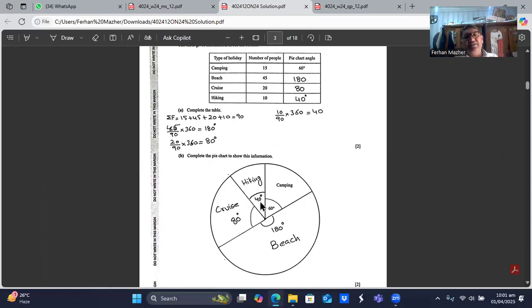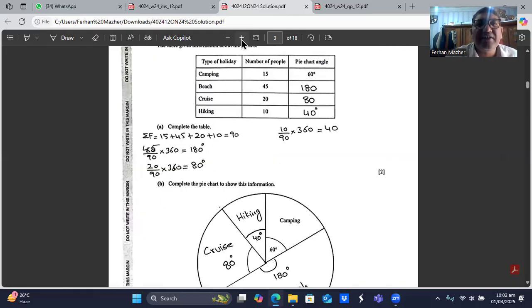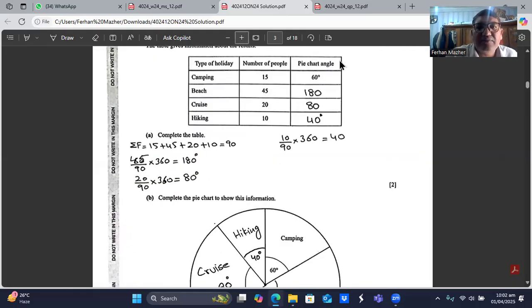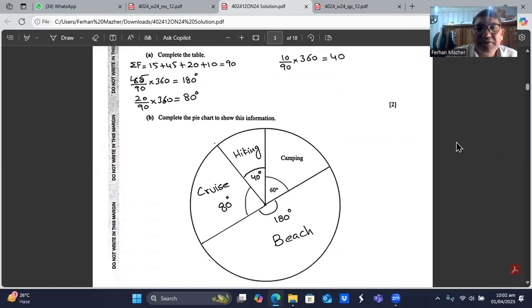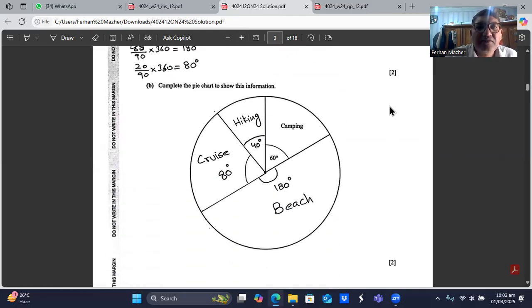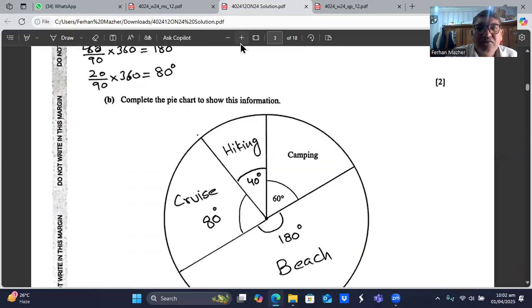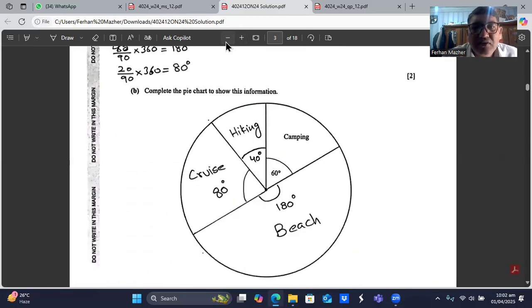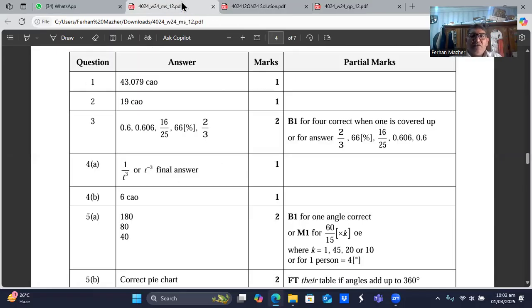Then I will put my protractor here. The crosshair of the protractor should be here. The 0 must be here. Then I will mark 80 degrees for the cruise, and the remaining will be hiking, which will be 40 degrees. So this is how you will represent this. Let me show you this. So this is how you will do this. Let me show you the marking scheme.